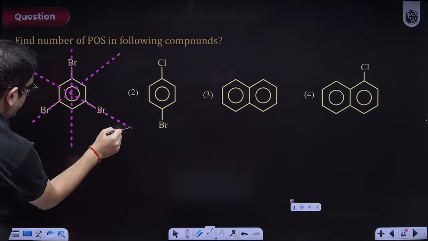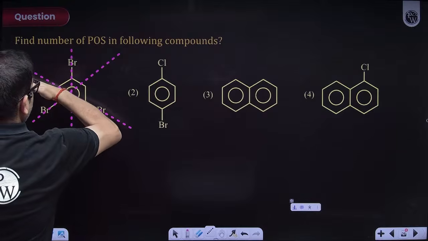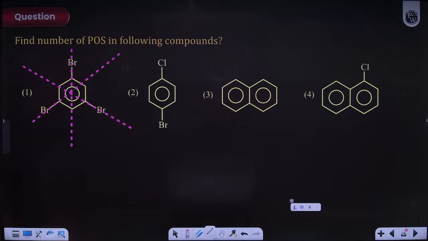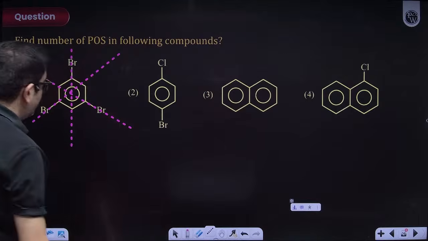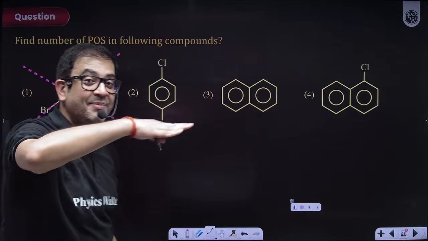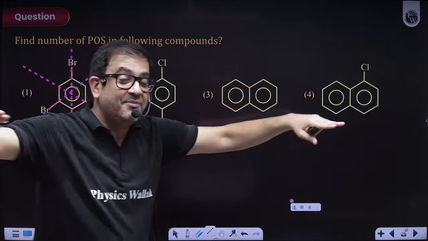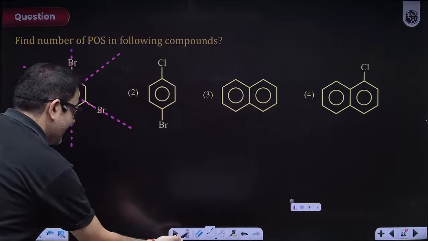Pass a plane. Is it equal? Yes, sir, both are on that side. Equal halves, sir, three I can see. No, one more, sir, because benzene is a planar structure, and this carbon also has bromine in the same plane. This carbon is tetrahedral, no?